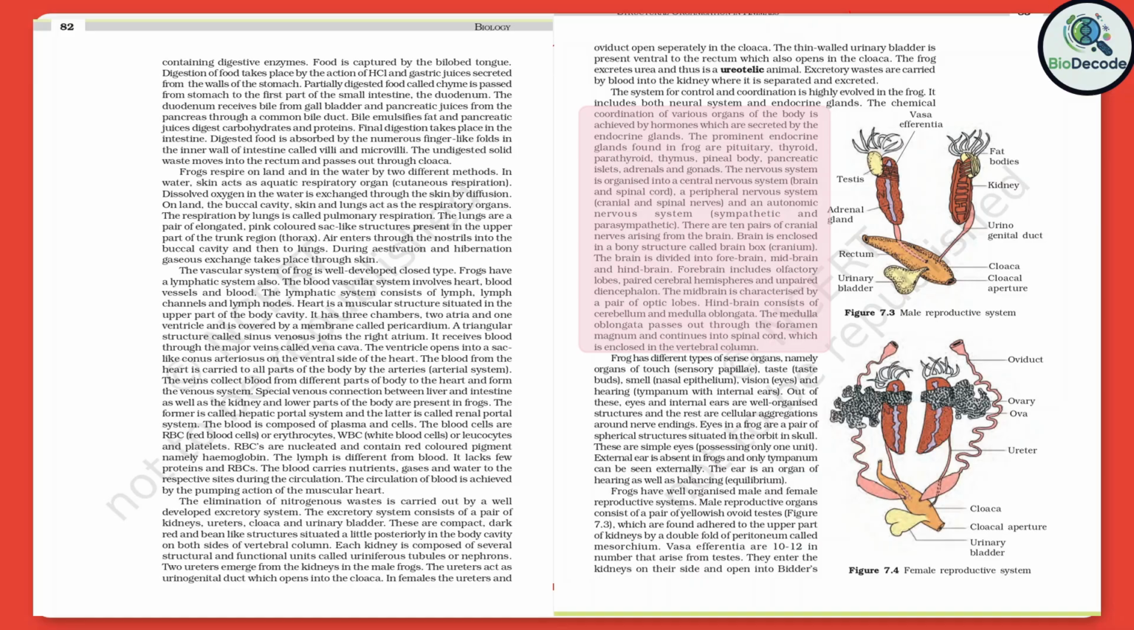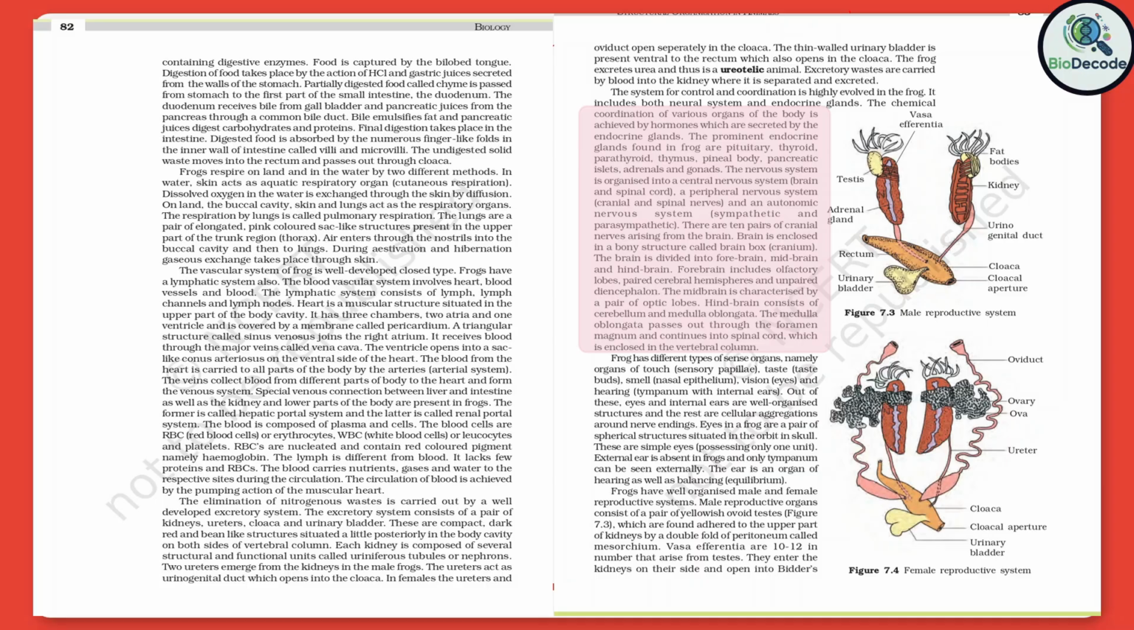Brain is enclosed in a bony structure called brain box, cranium. The brain is divided into forebrain, midbrain, and hindbrain. Forebrain includes olfactory lobes, paired cerebral hemispheres, and unpaired diencephalon. The midbrain is characterized by a pair of optic lobes. Hindbrain consists of cerebellum and medulla oblongata.